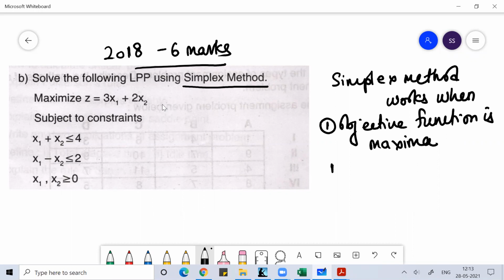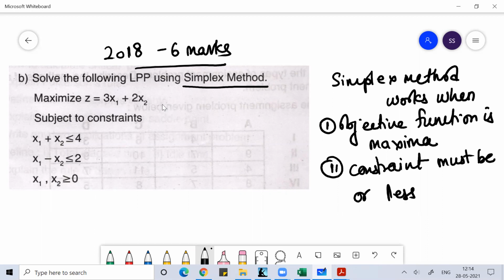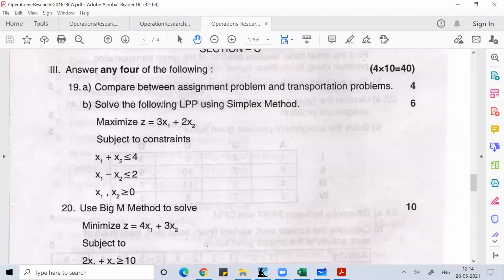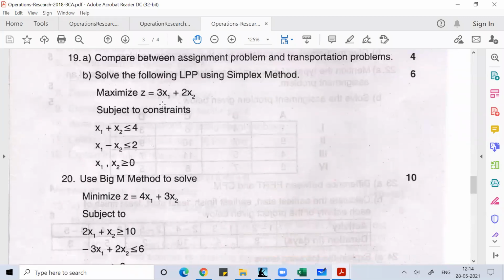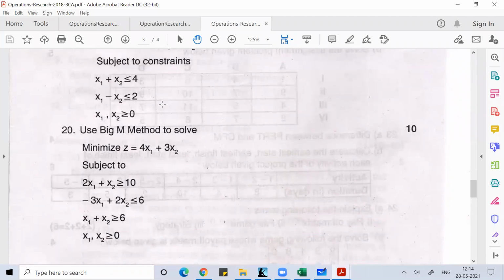And the next thing is that the constraints we have will be linear inequalities, and your constraint must be of less than or equal to sign. If you have a greater than or equal to sign constraint, then the same kind of problem will be solved by using the big M method. You can see the next question here, big M method, so they are expecting us to solve this problem by big M method.